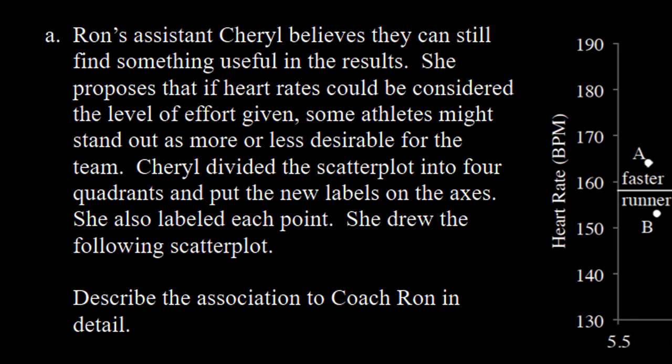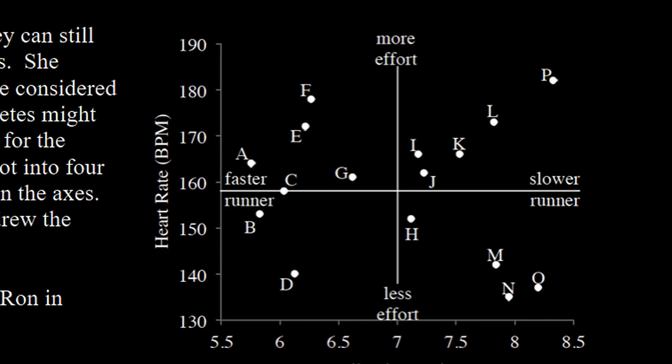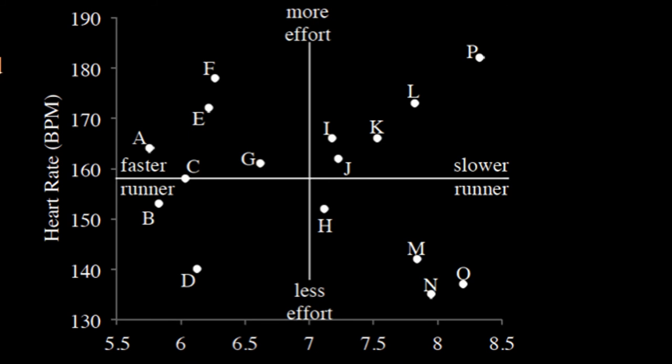Cheryl divides the scatter plot into 4 quadrants and puts new labels on the axes. She also labeled each point. She drew the following scatter plot. Describe the association to Coach Ron in some detail. So here it is. And if I look at some of the extremes on this, like this person right here, this person, I think, probably had the slowest time running the mile out of everyone, right? They were a very slow time.